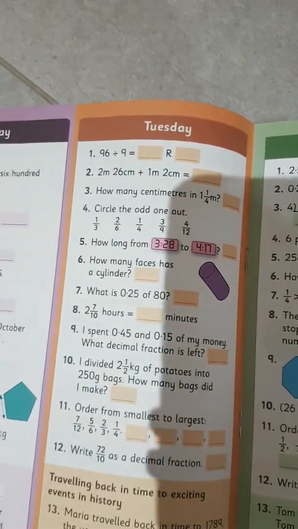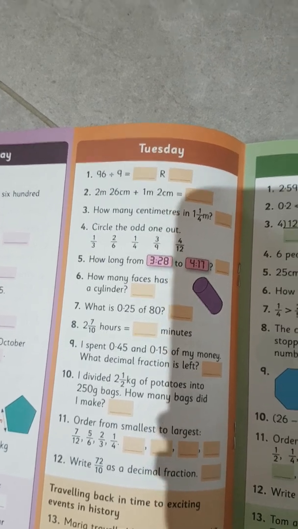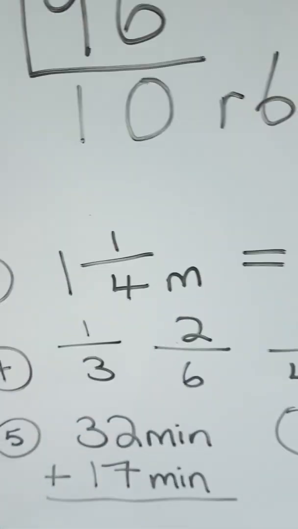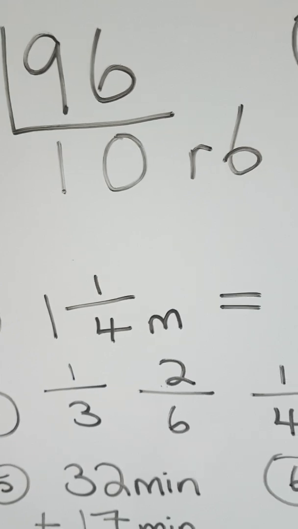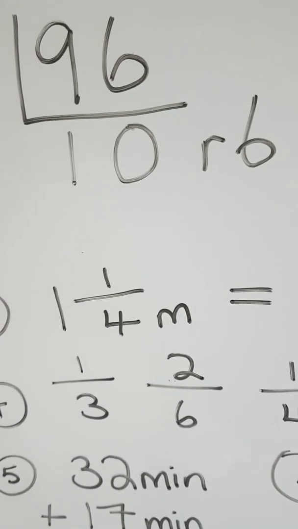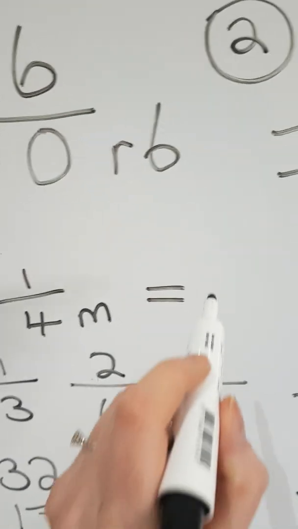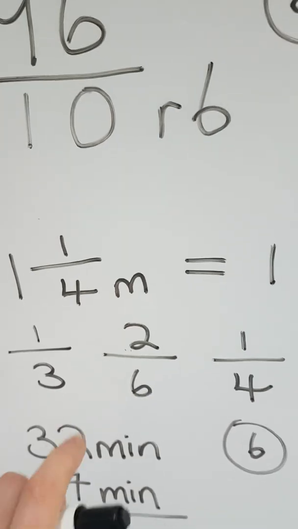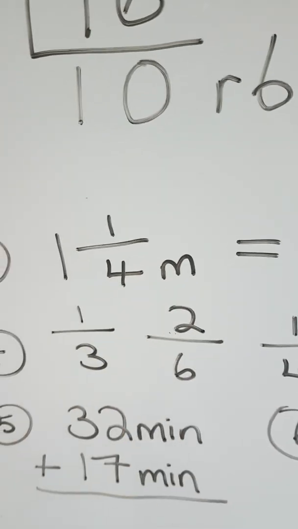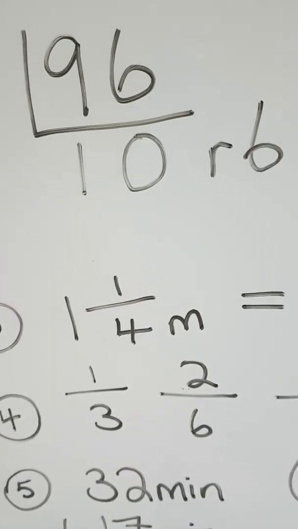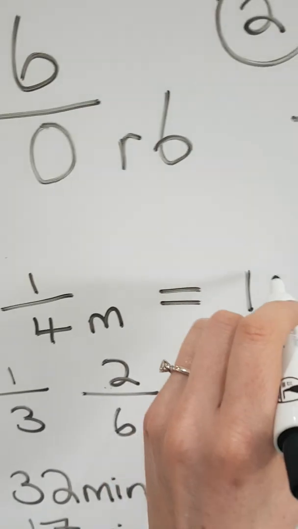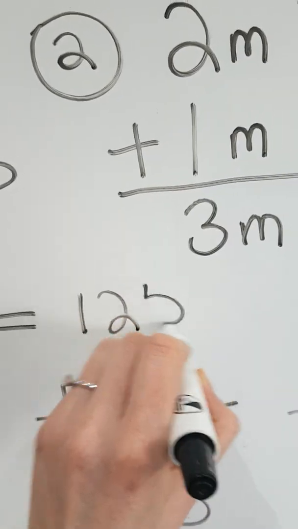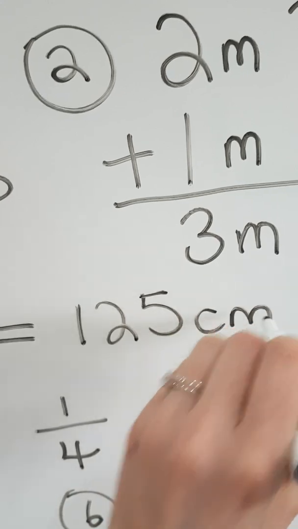Question 3 then, how many centimeters in 1 1/4 meters? So 1 1/4 meters into centimeters. Firstly, in 1 meter, there is 100 centimeters, and then a quarter of a meter would be 1/4 of 100, which is 25. So 125 centimeters there.